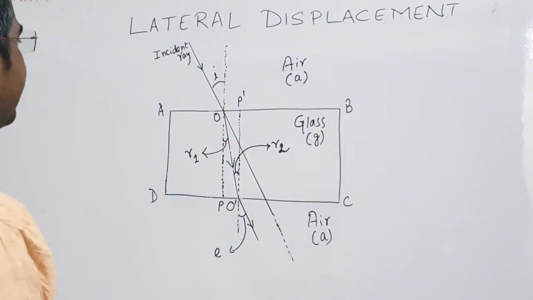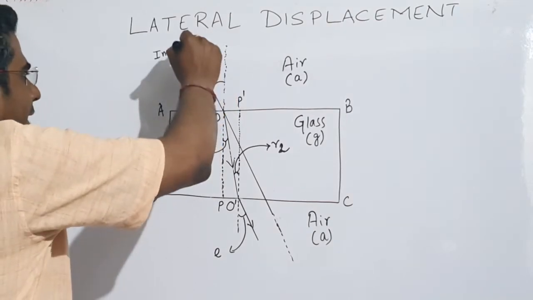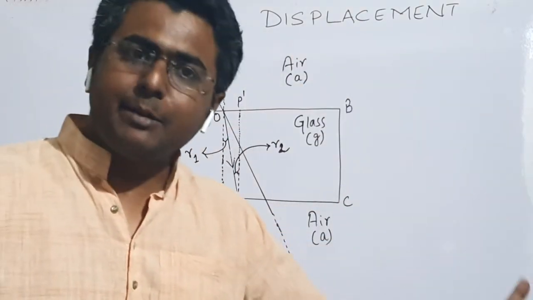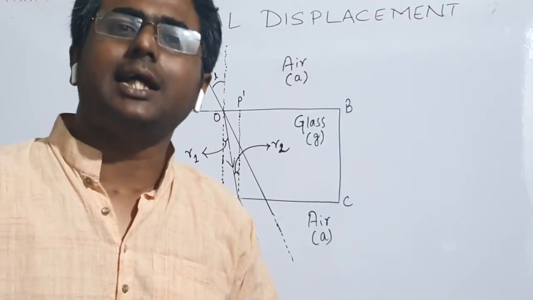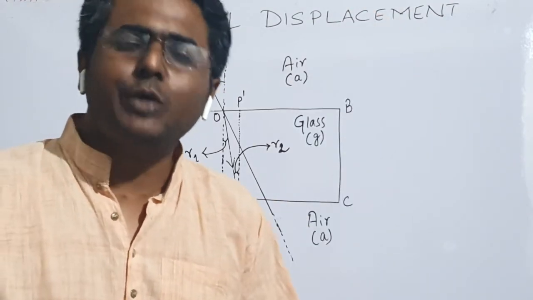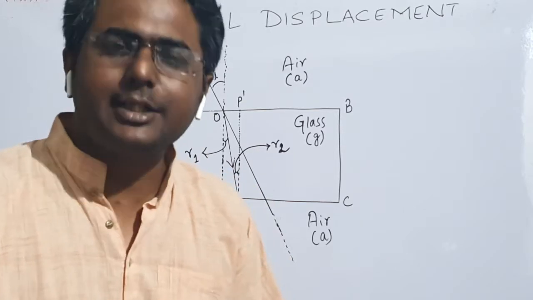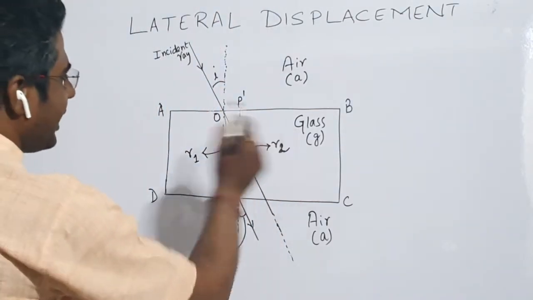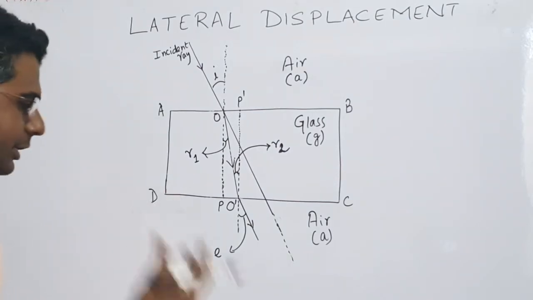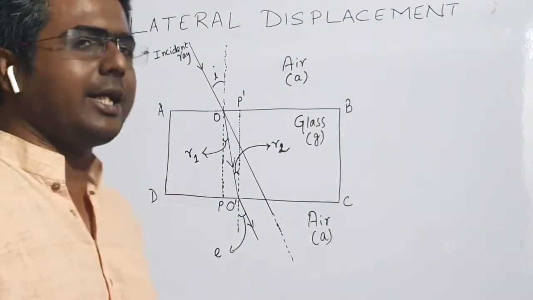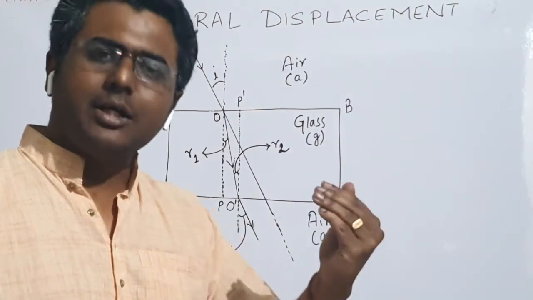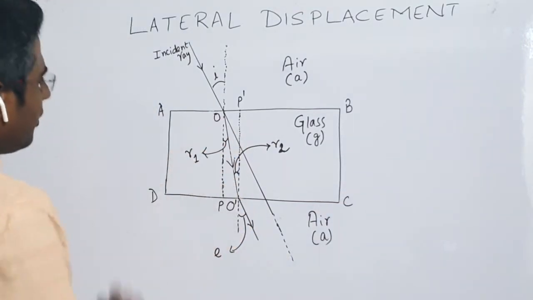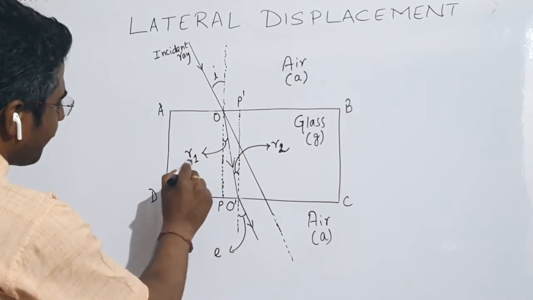Next, it is traveling from air to glass. That means from optically rarer medium, it is traveling to optically denser medium. Velocity will decrease. Light's velocity will decrease in an optically denser medium like glass. So as the velocity of the light decreases, it is going to bend towards the normal. See, it has bent towards the normal, and this is the angle of refraction.